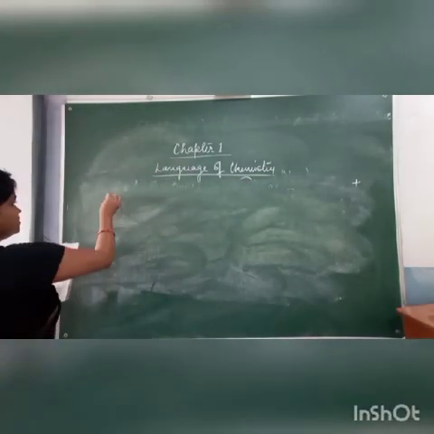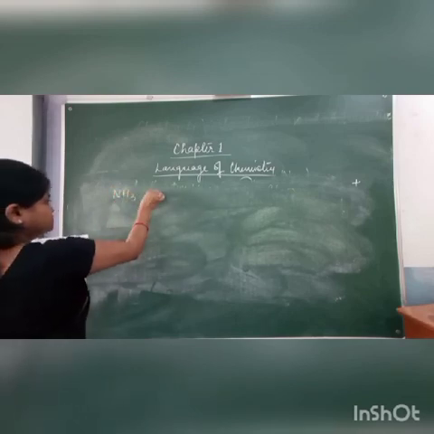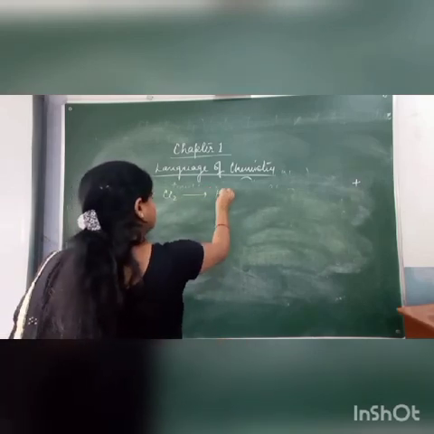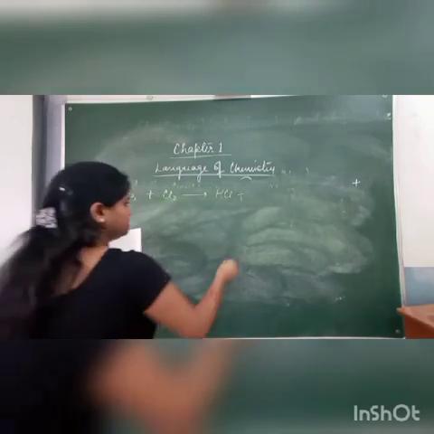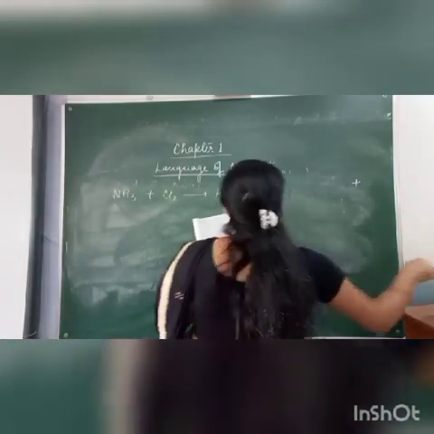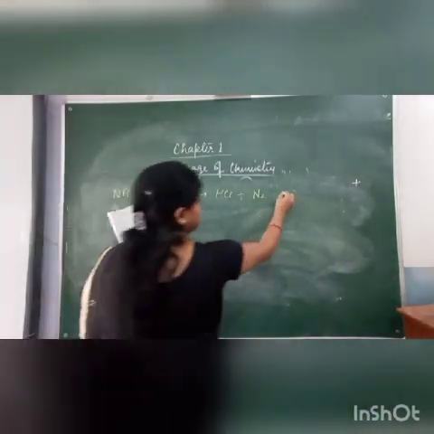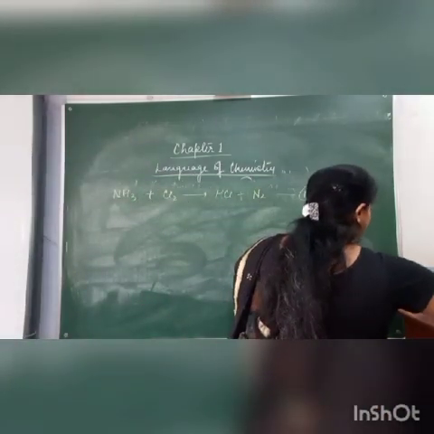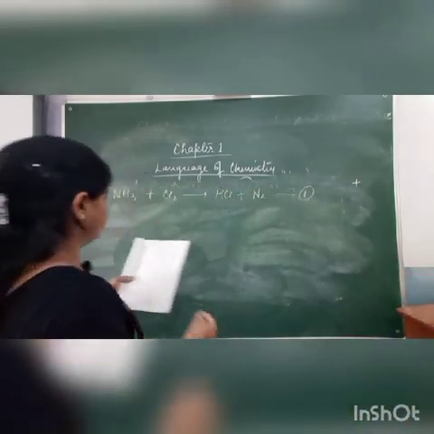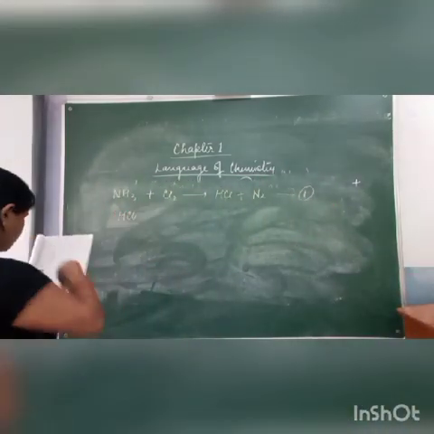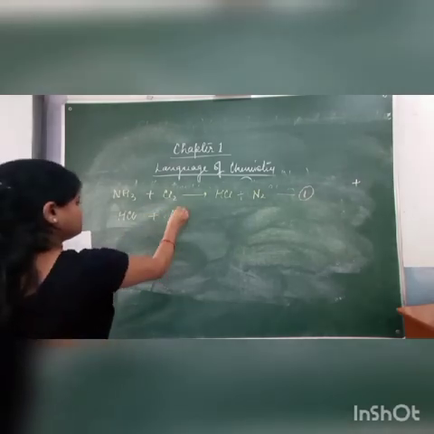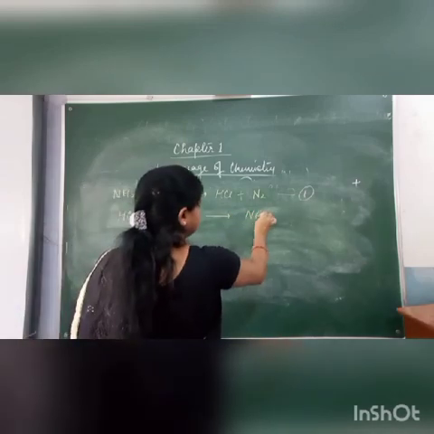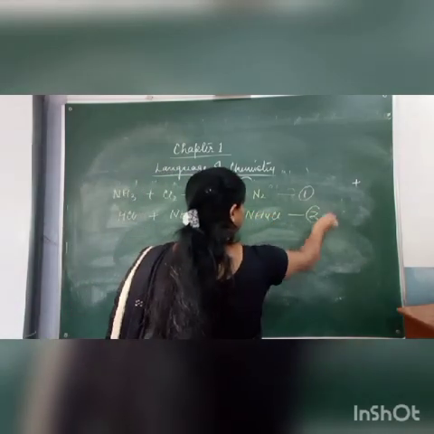Ammonia first reacts with chlorine to give hydrogen chloride and nitrogen. Okay. This is equation number 1. Now again, let us take equation number 2. It is given: hydrogen chloride further reacts with excess of ammonia and forms ammonium chloride. This is equation number 2.